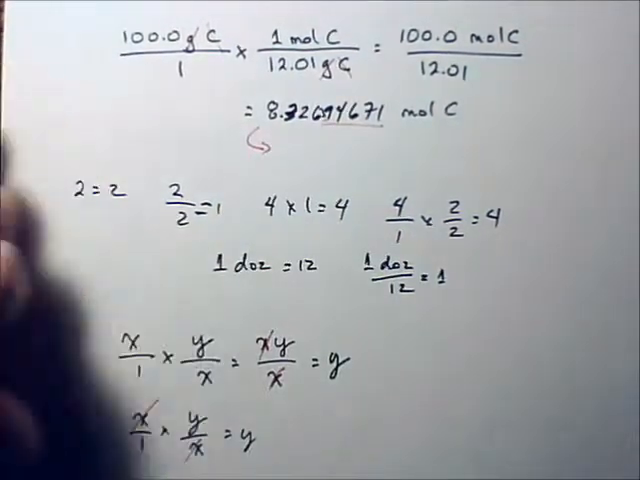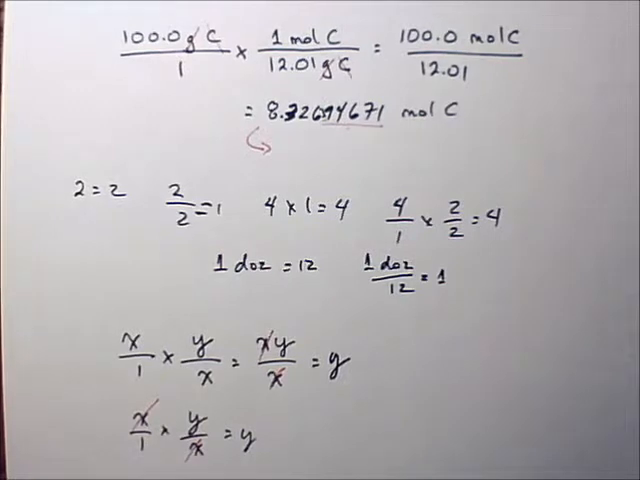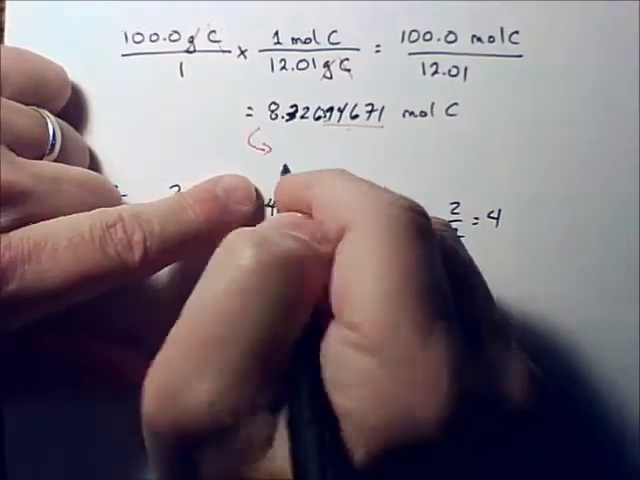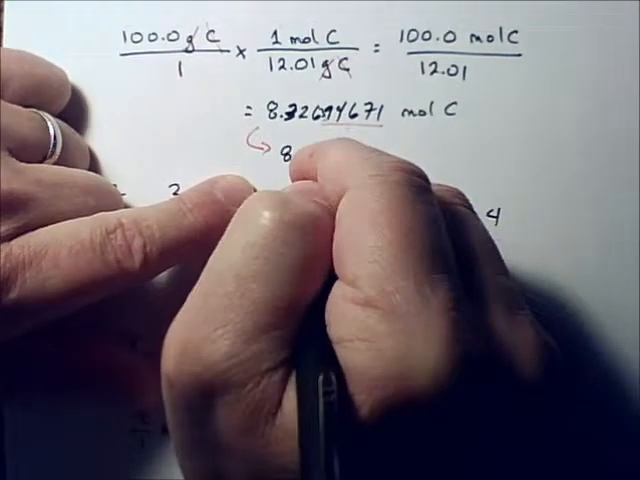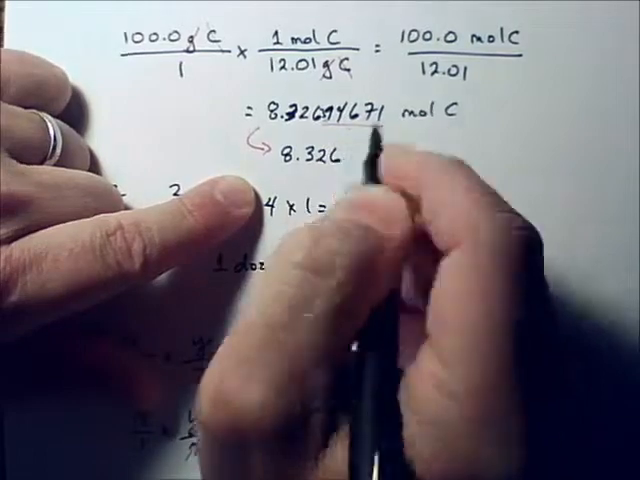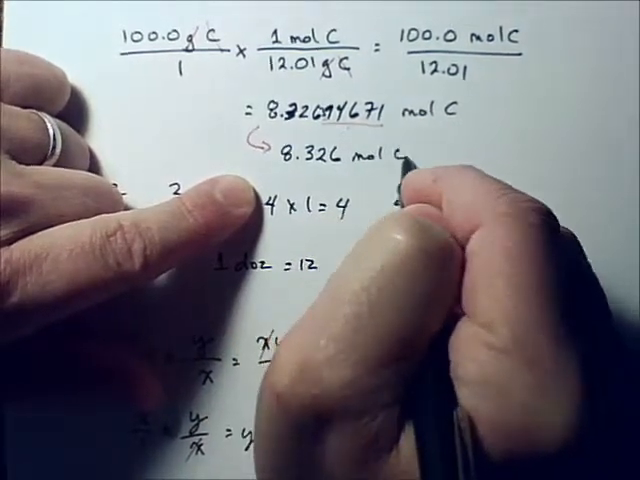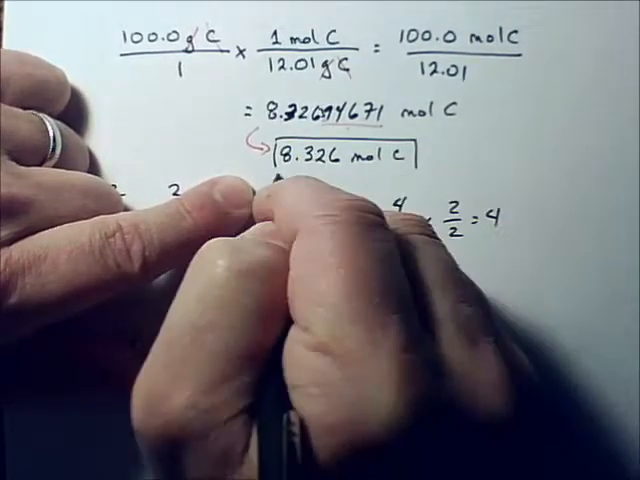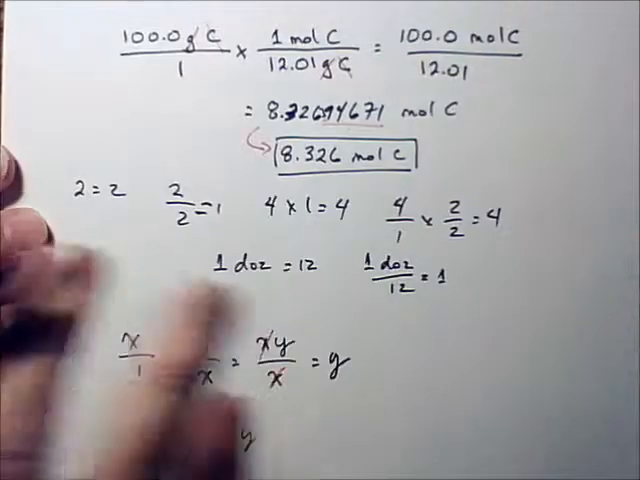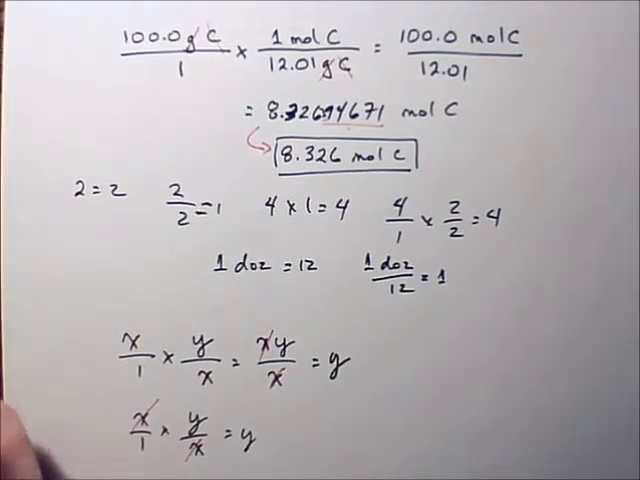All right, multiplication and division. Look at your measured or calculated numbers in the problem. Find the one with the least digits and round your final answer to the same number of digits. So my final answer is 8.326 moles of carbon. And I'm putting a box around it because I've got all this stuff on the paper. It helps me to find it.